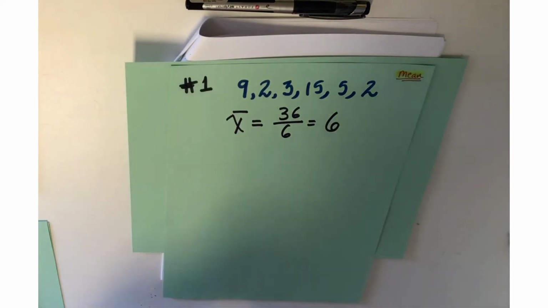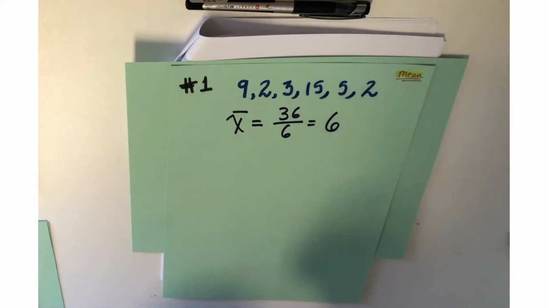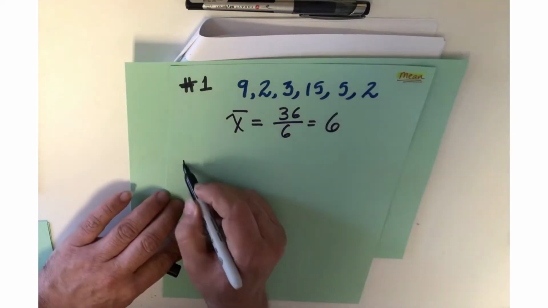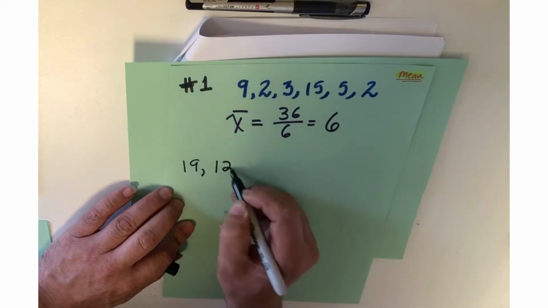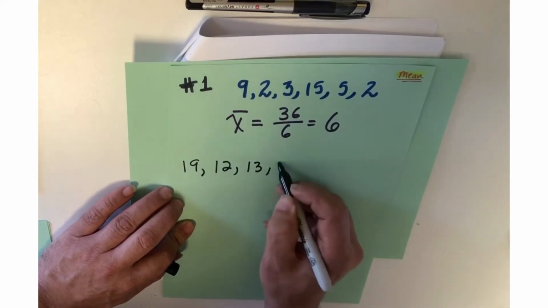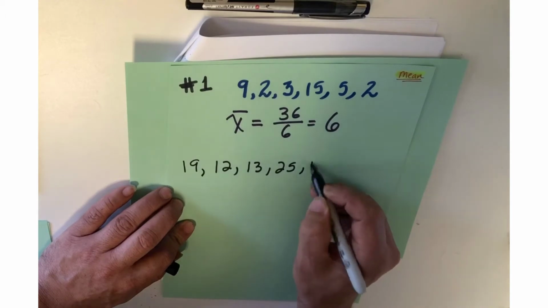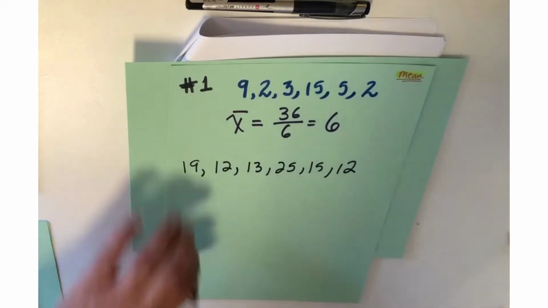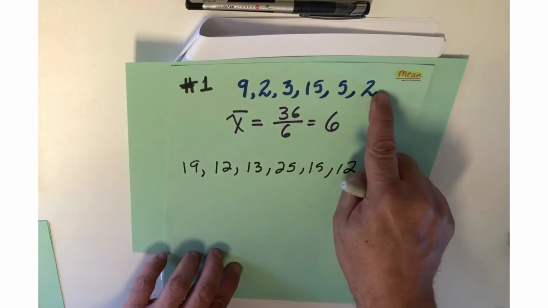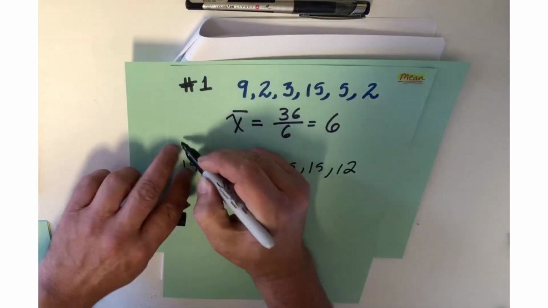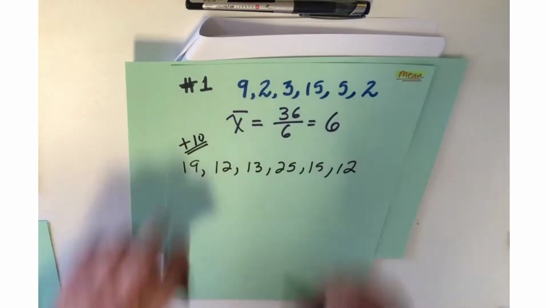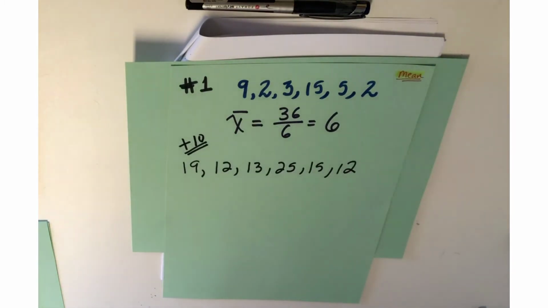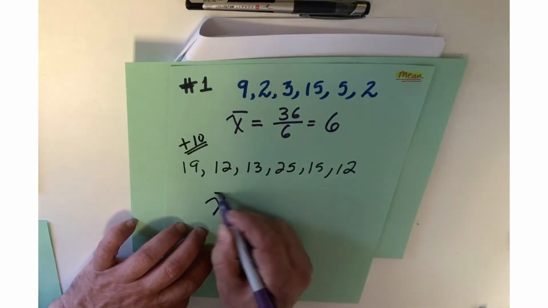Then they said that they wanted you to add 10. So now I'm going to calculate the new mean adding 10. That means that my new numbers will now be 19, 12, 13, 25, 15, and 12. In other words, get your original set of data and add 10. You are plus 10 on all of them. That was easy enough. Now I want to calculate the new mean.